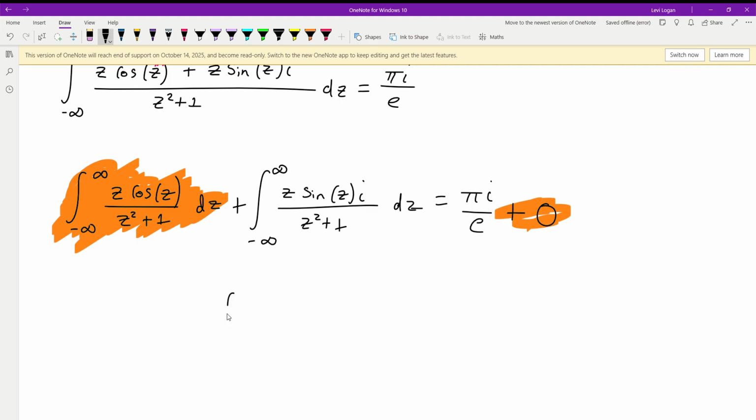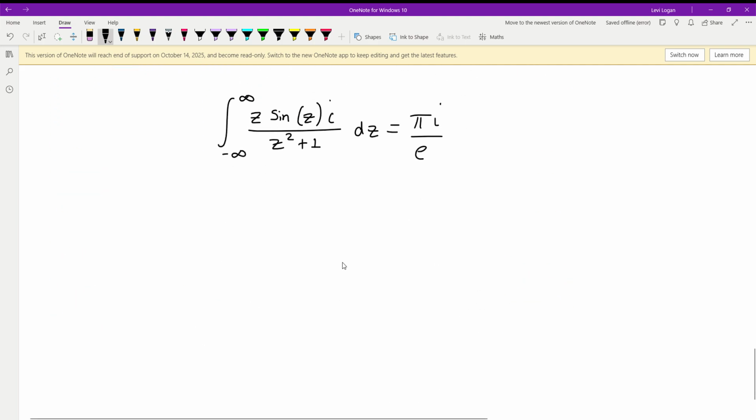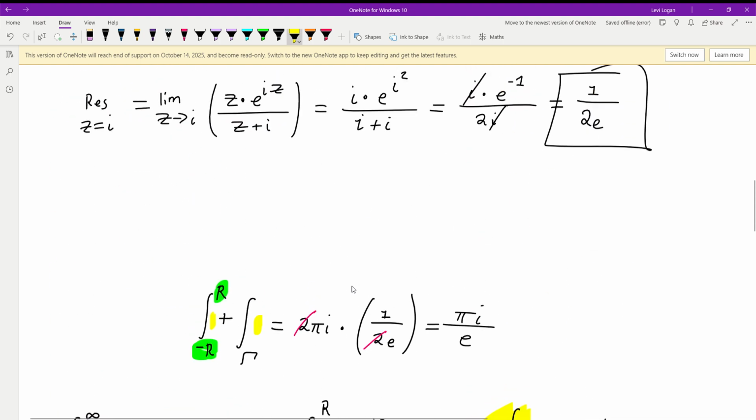So what we're left with is the integral from negative infinity to infinity of z sin z times i over z squared plus 1 dz equals pi i over e. Now you might be wondering, that isn't it. Well, it is, because you can actually divide both sides by i, and you can cancel that out. And would you look at that, we have actually just worked out our integral. The only thing is I didn't put an x. But this is a dummy variable, you can swap this out for anything, honestly. Anyway, that's how you do that integral.